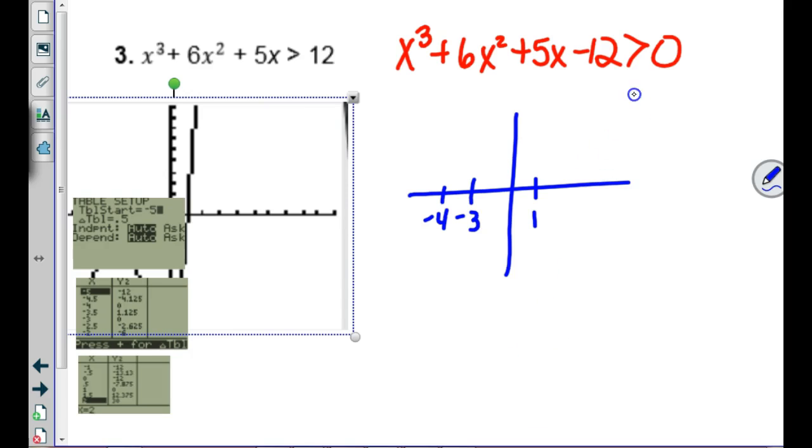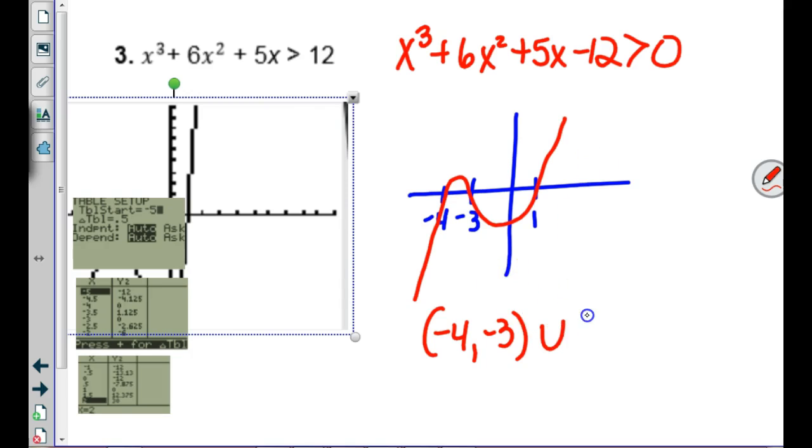Now we need to decide where it's greater than 0. The graph was doing this, wasn't it? Between -4 and -3. And why didn't I put square brackets? Should I have? Because it's not an or equal to. And then where else is it above 0? Okay. Now, what I've shown you down here is using the table, you could double check that it's above in all those places. Okay.